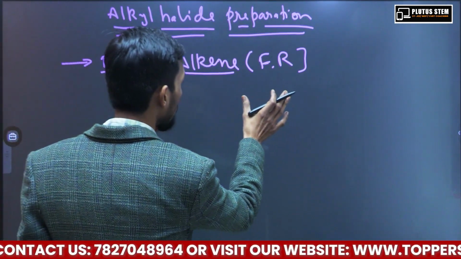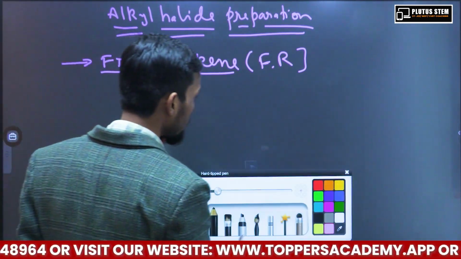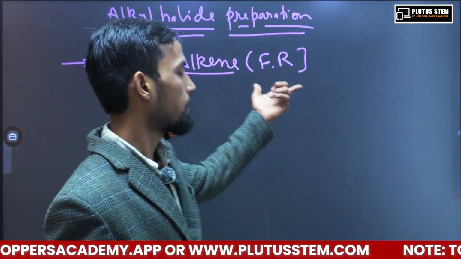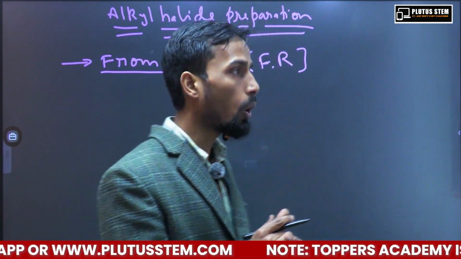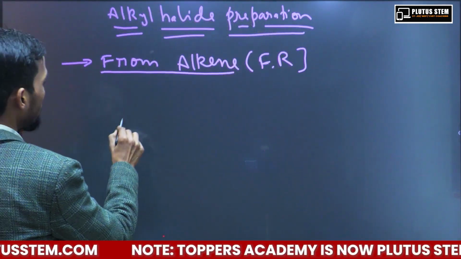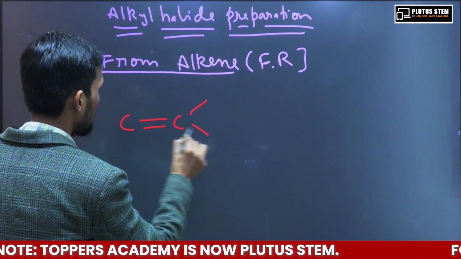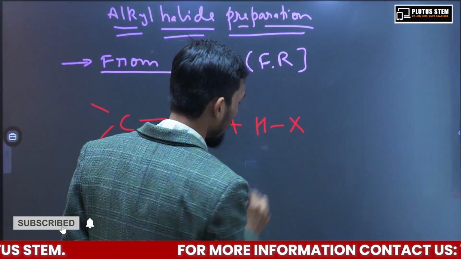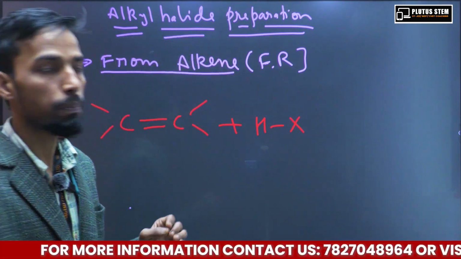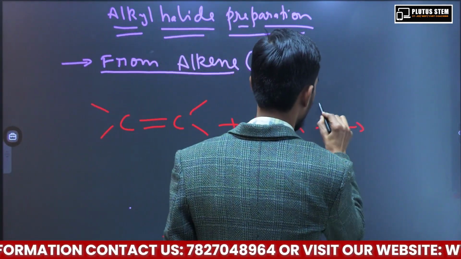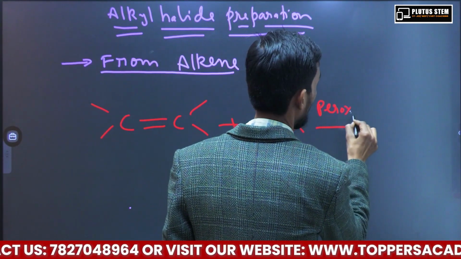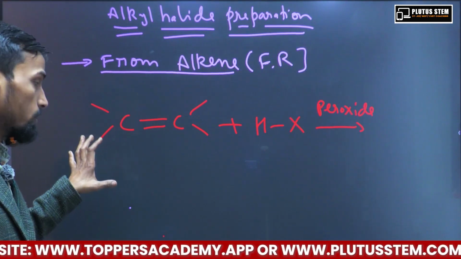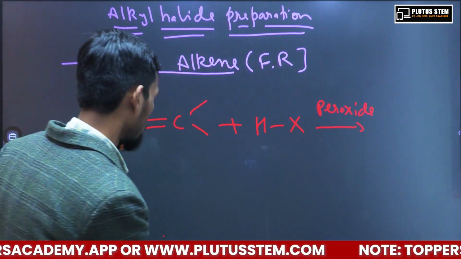And today we are going to discuss a new concept, that is addition of this alkene with HX in the free radical mechanism. How is this reaction proceeding? So first, we have this alkene, and we are reacting it with HX in the presence of a peroxide. In the presence of a peroxide, what is going to happen over here?